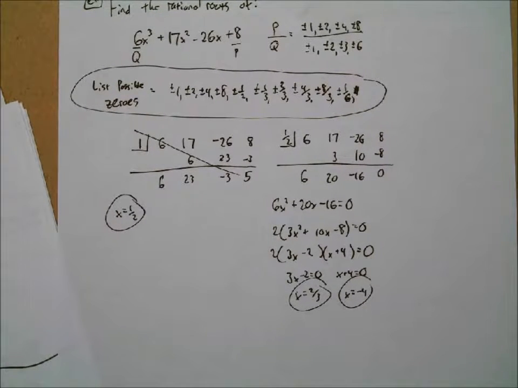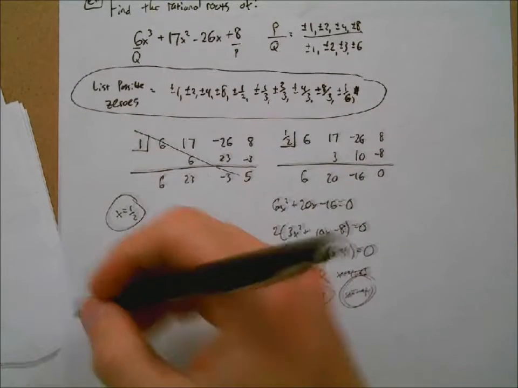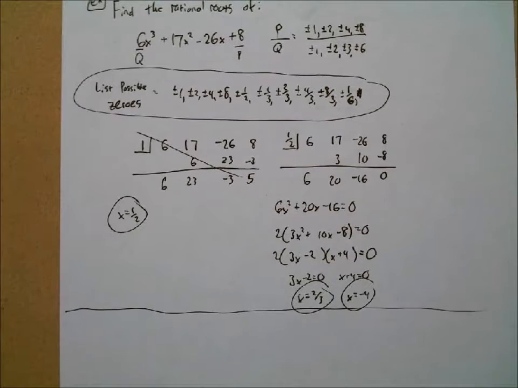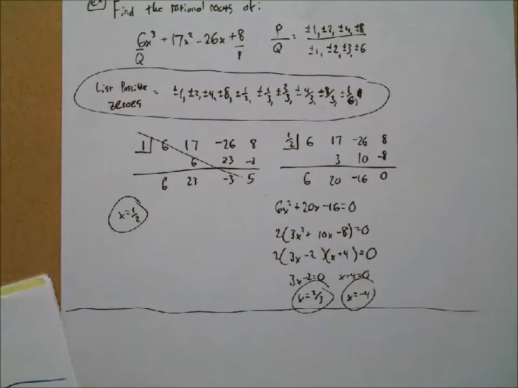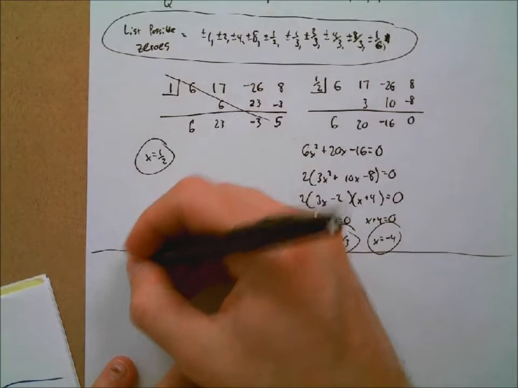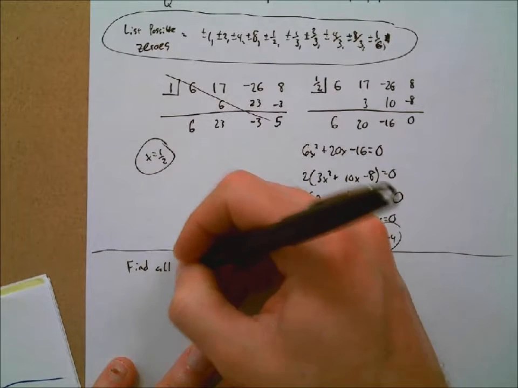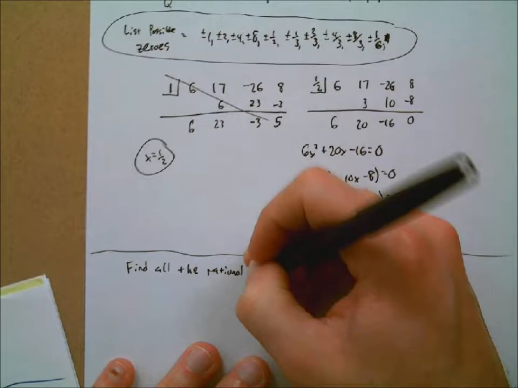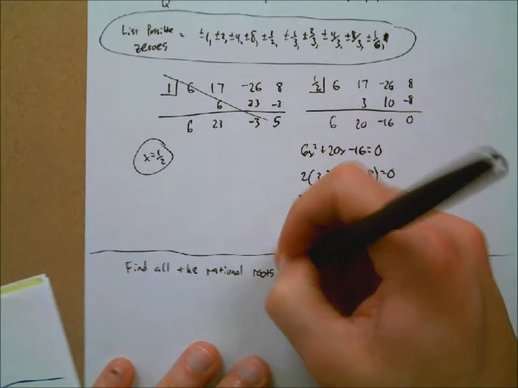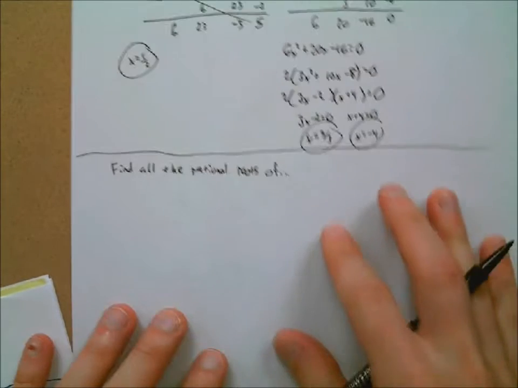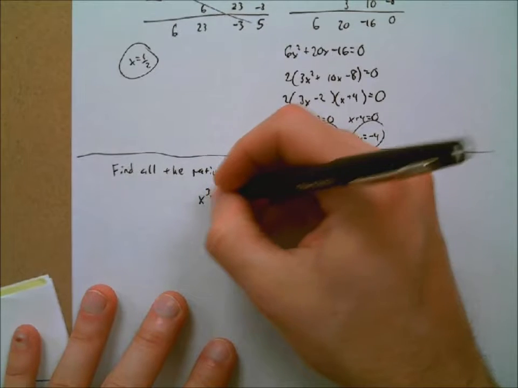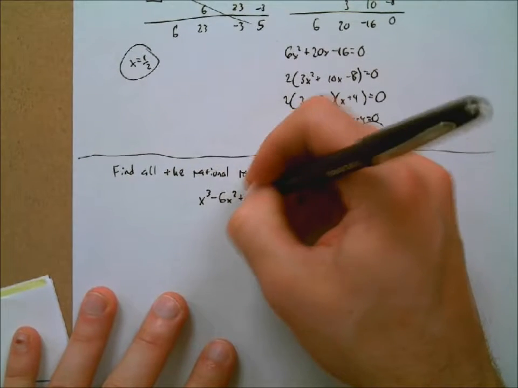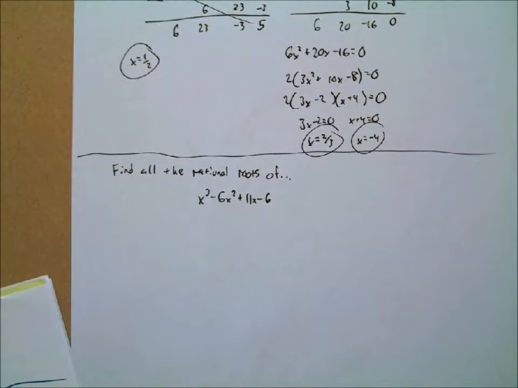Okay. Questions on any of that? Ready to try one on your own now? All right. Try this one here. Okay. Find all the rational roots of x to the third minus 6x squared plus 11x minus 6. So I was kind to you there. Gave you a 1 for a lead coefficient.